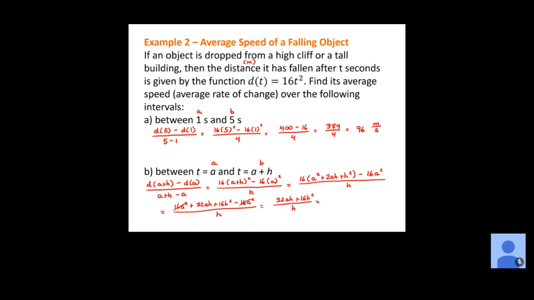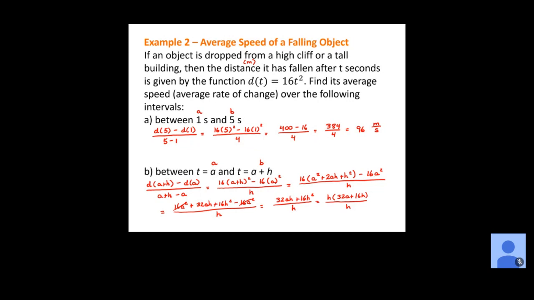Well, I have a common factor of H in my numerator now, so I can factor that out. So I'm going to factor out just the H here, which leaves us with 32A plus 16H all over H. And you might be asking, well, why didn't you factor out the 16? Because that's a common factor too. We could, right? So if you wanted to factor out the 16, you could.